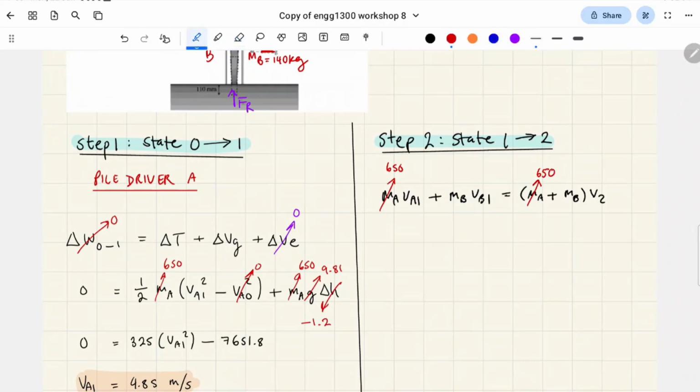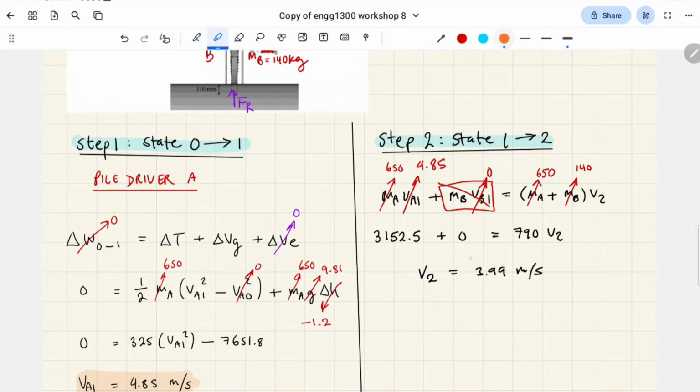MB was 140, but it starts at rest, right? So that term, well, since the initial velocity of B is going to be 0, that whole term is just going to be 0, right? We found out in the last step that VA1 was 4.85, right? And now we just want to solve for V2, right? That's the only unknown. That's not too bad. What we do is we just rearrange. Just a second, right? That gives us V2, okay?